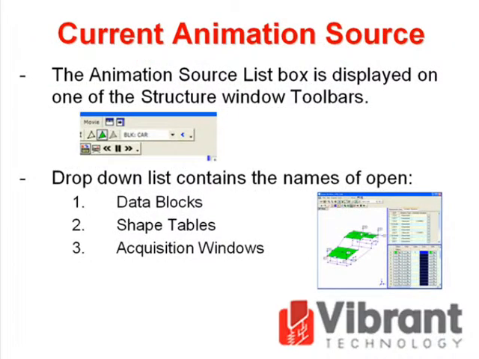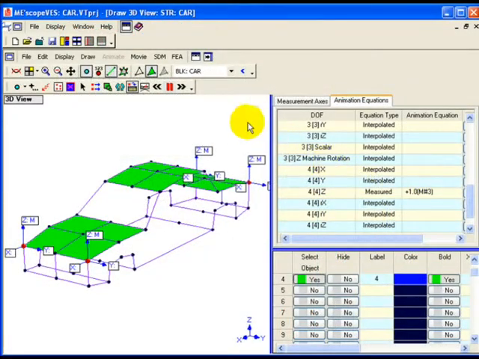The animation source list box is displayed on one of the structure window toolbars. This drop-down list contains the names of all data blocks, shape tables, and acquisition windows that are open in the work area. Any of these files can be chosen as the current animation source for assigning measurement numbers. Notice that the current animation source is the car data block. This is the only animation source window that is open in the work area.